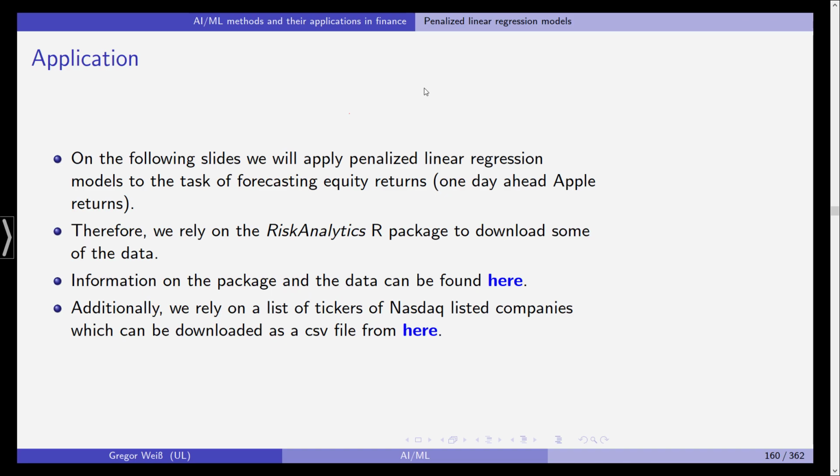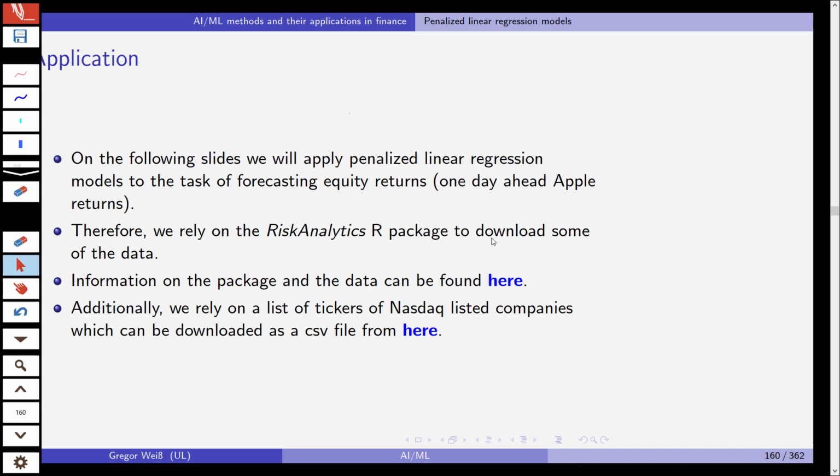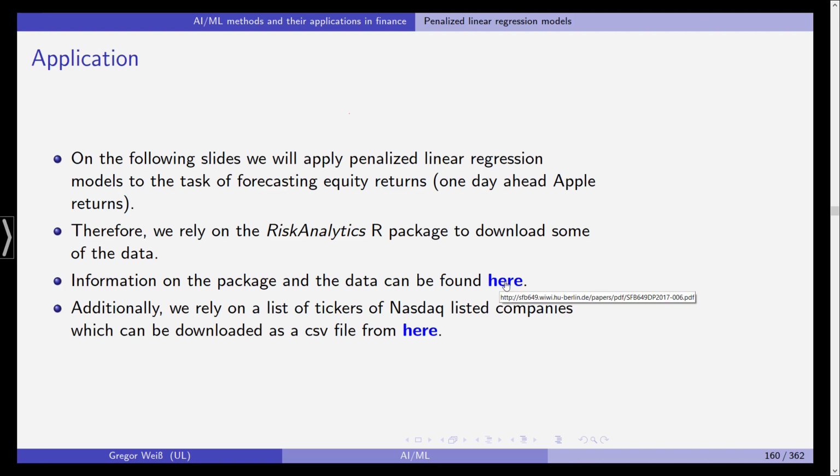In this video, I want to show you the application of penalized linear regression models, that is Ridge regression, the Lasso, and ElasticNet. And we'll use it in the R program. More precisely, we'll be using the RiskAnalytics R package. And if you still need to download this, you can access the package here under this link, and we will also need a list of ticker symbols and some additional data for the stock market returns that you can download here.